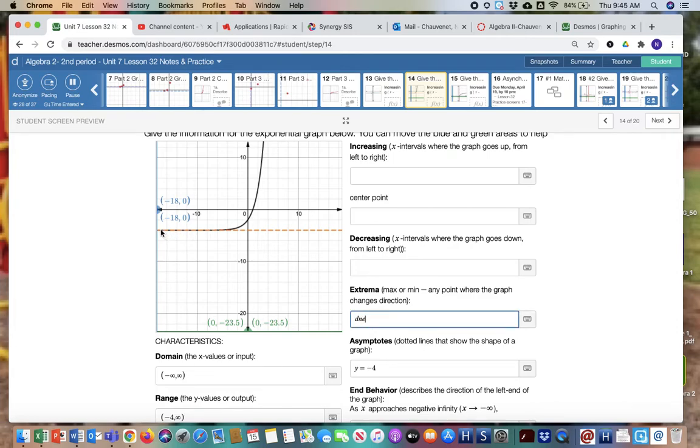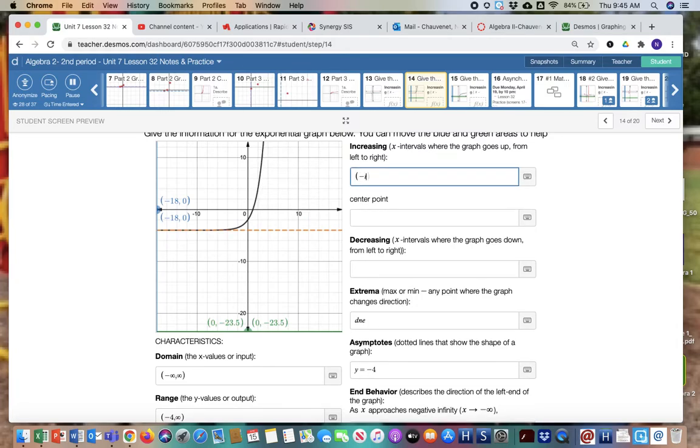Okay, look at the graph. If we start way over here on the left, what does it do? It goes up, up, up, up, up, up, up. So it always goes up. So my increasing interval should be the same as the domain, which was -infinity to positive infinity. So if it always goes up, when does it go down? It doesn't. Okay, the vertex center point, we're not going to ask you that from a graph without an equation.